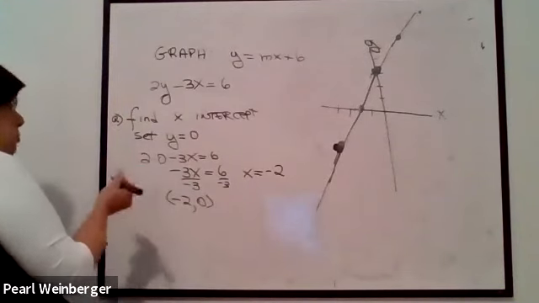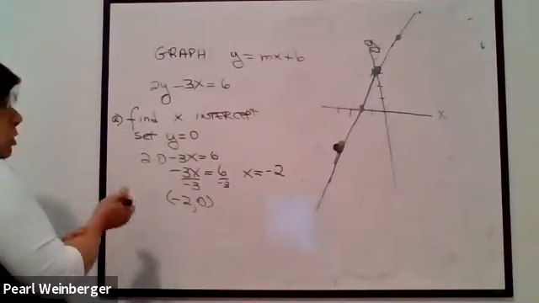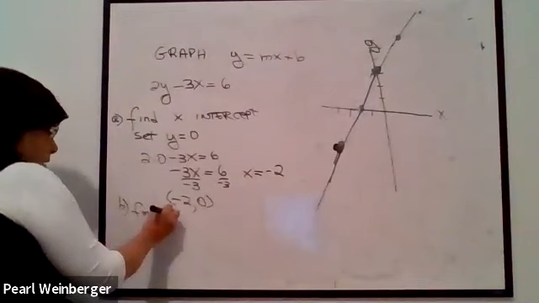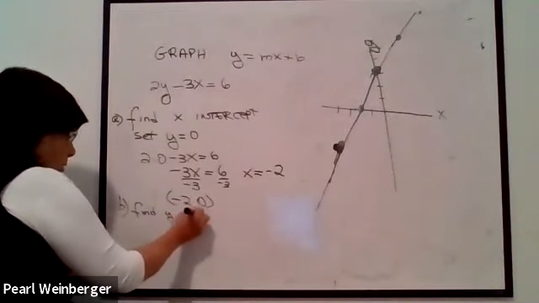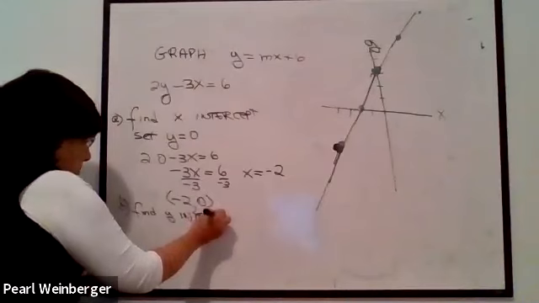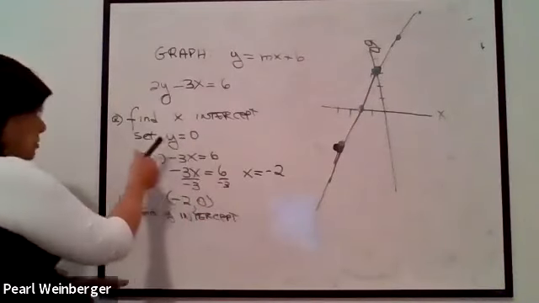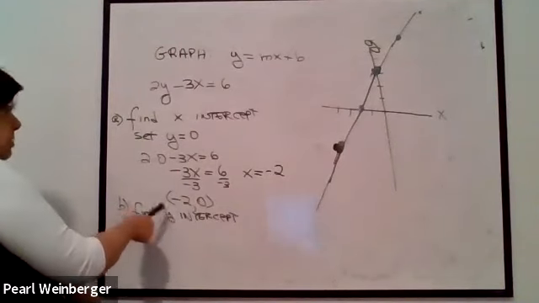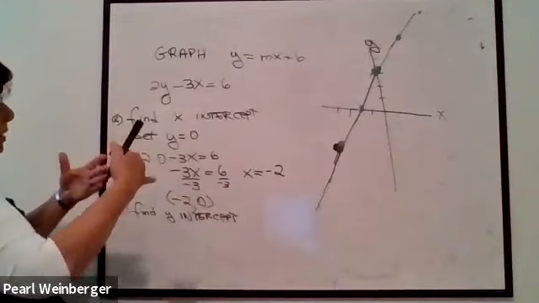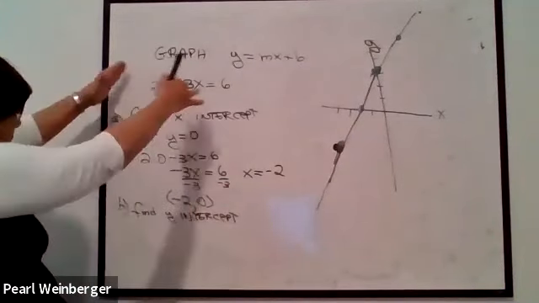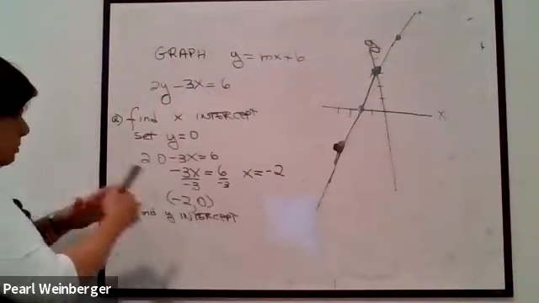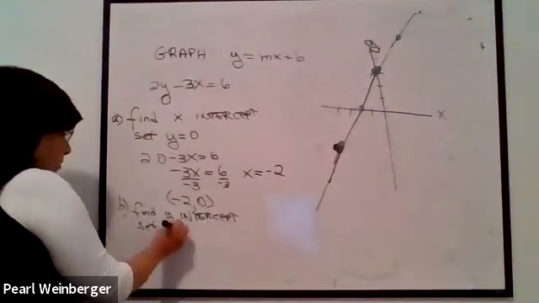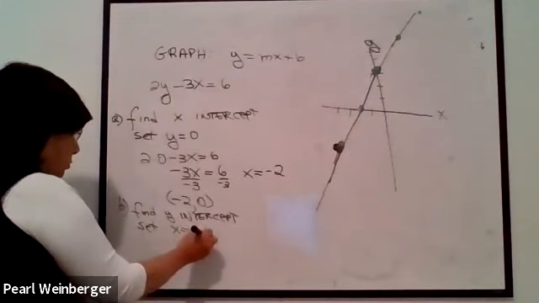We can also use this method to find the y-intercept. Remember what we did to find the x-intercept? We set y equal to 0. So if we want to find the y-intercept, and we don't want to go into y equals mx plus b, we just have this equation and want to find the y-intercept, we can do it by setting the x value equal to 0 in the equation.